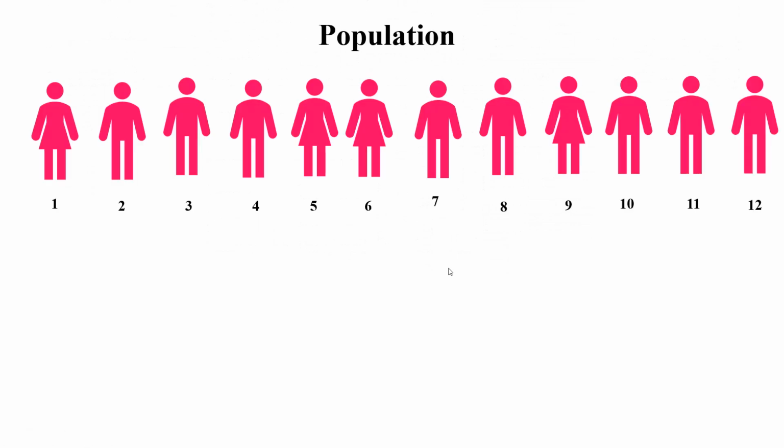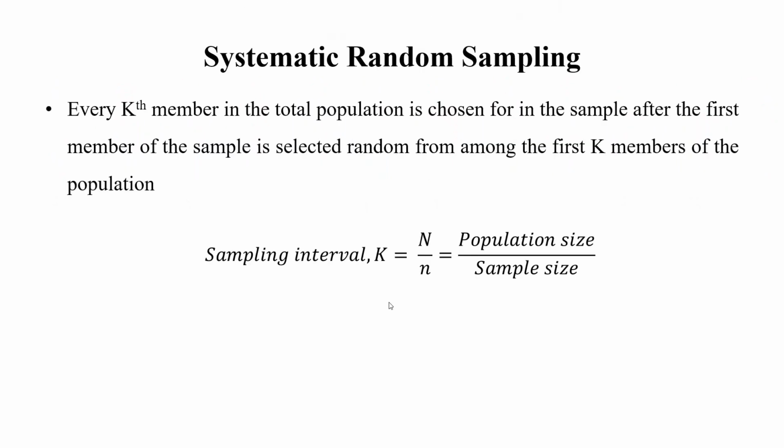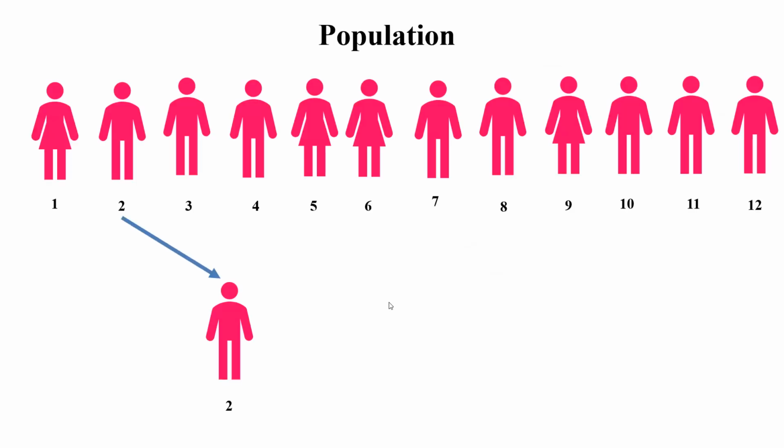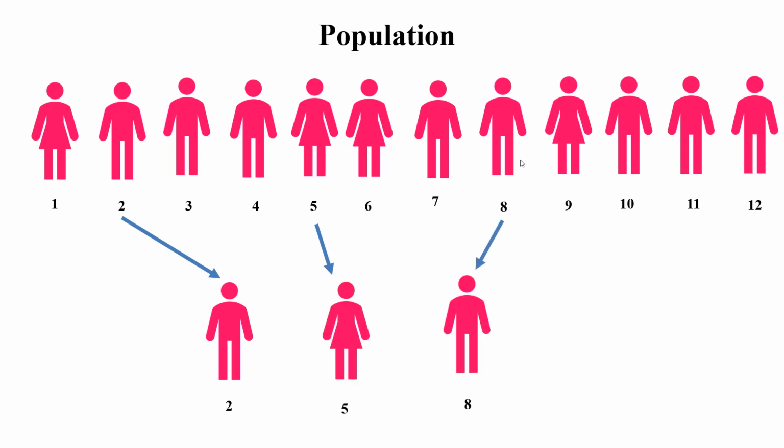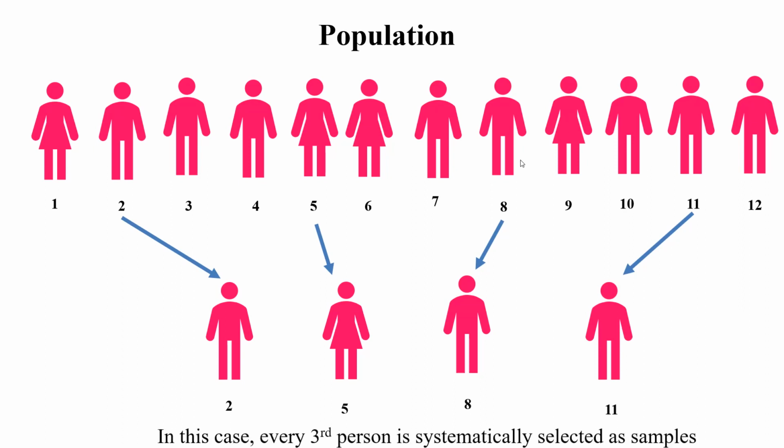Let's assume that there are 12 people in our population. As per our sampling interval, let's assume we need 4 samples. So we have to select 4 people with an interval of 3. We have selected the second person randomly, and then the fifth person, eighth person, 11th person. So in this case, every third person is systematically selected as a sample.